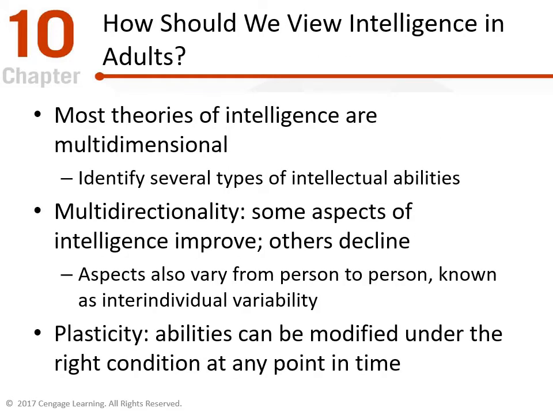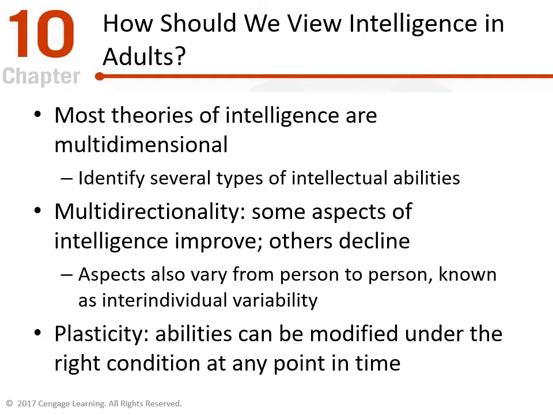The question we're going to ask is, how should we view intelligence in adults? What constitutes intelligence in adults? Most theories of intelligence are multidimensional, meaning they're not just one straight idea. They identify several types of intellectual abilities.